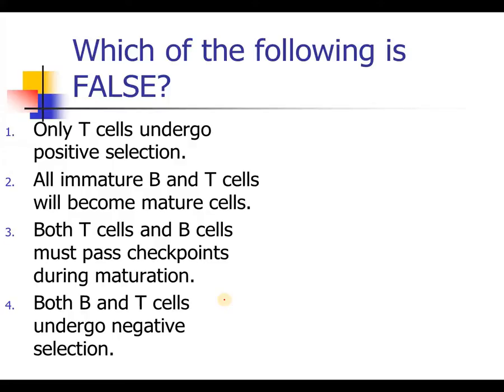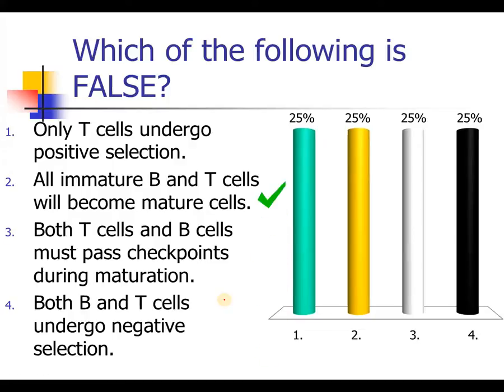And there is only one correct answer here, and it is all immature B cells and T cells will become mature cells. That's not true. There is a lot of loss along the way, lots of death via apoptosis because they don't express an appropriate antigen receptor. They recognize self too strongly or not at all. In the case of the T cell, they don't recognize MHC. They have to recognize MHC. That's positive selection. And in the case of both the T cells and the B cells, they have to undergo negative selection. That is true.